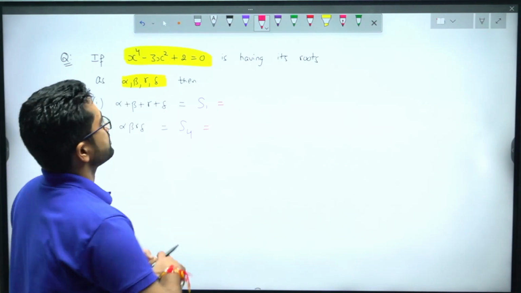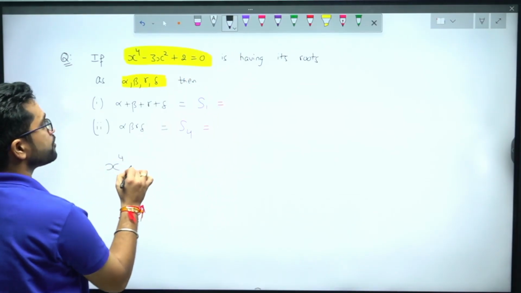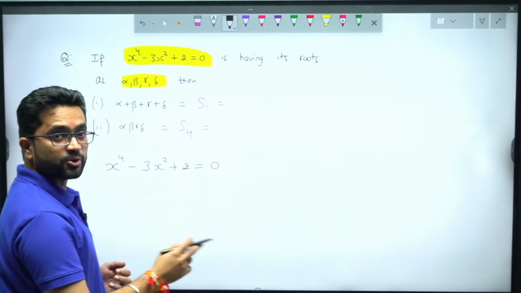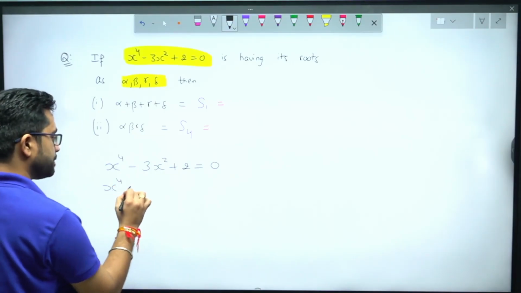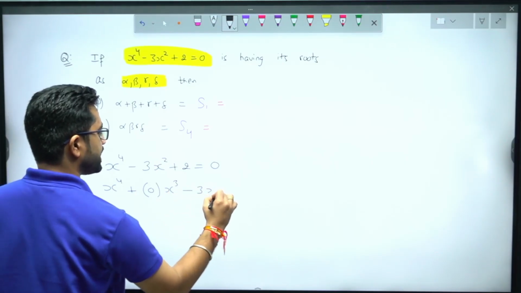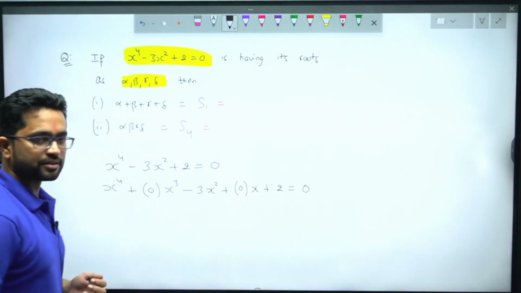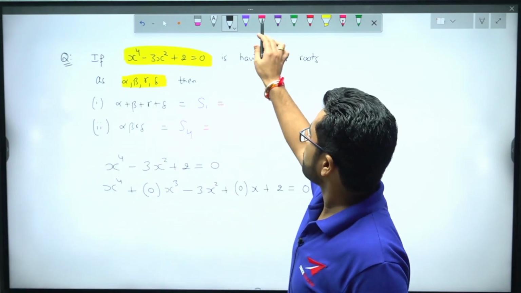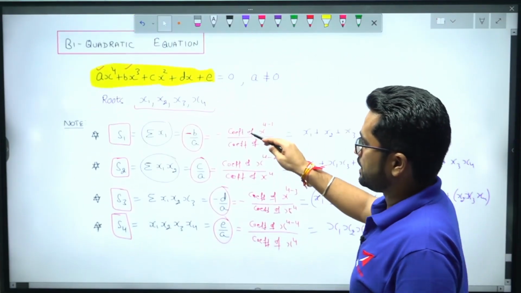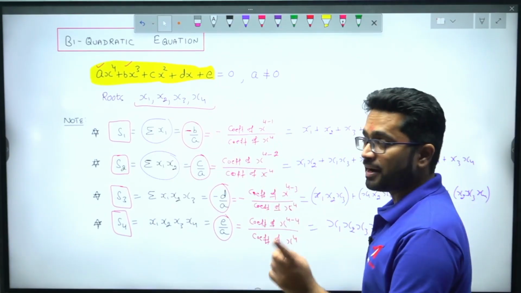Make it fast. Yes. So the biquadratic equation is written as x raised to power 4 minus 3x square plus 2 equals 0. So I am rewriting this equation as x raised to power 4 plus 0 times x cube minus 3 times x square plus 0 times x plus 2 equals to 0 for a better understanding. Okay. So guys, with reference to the previous case, let me go to that page. Yes, S1 is supposed to be minus B by A.